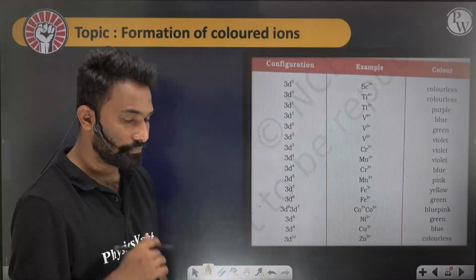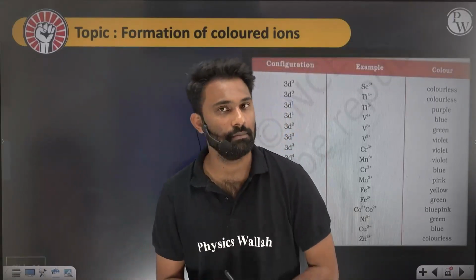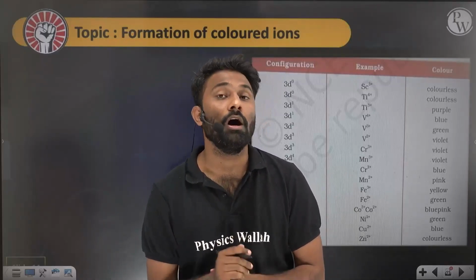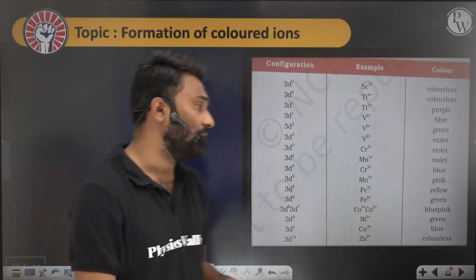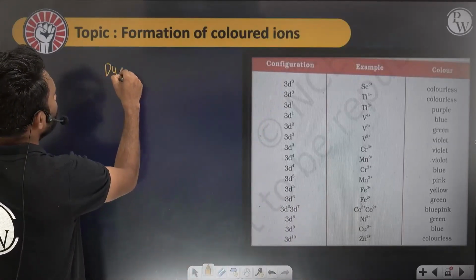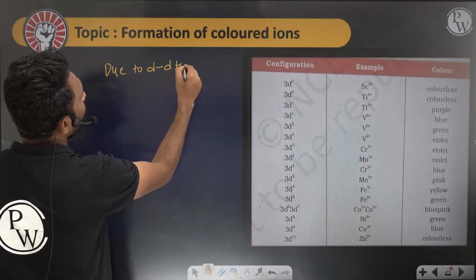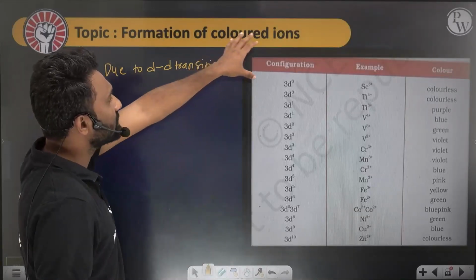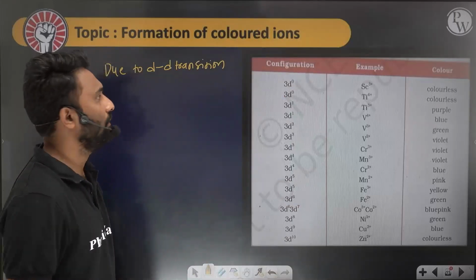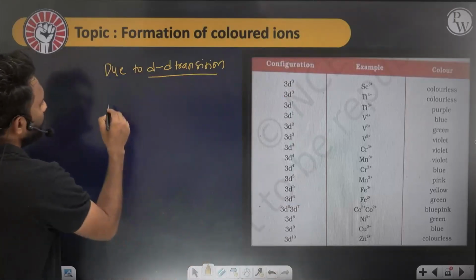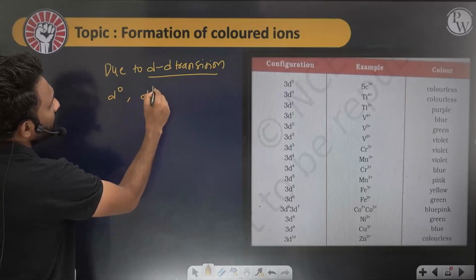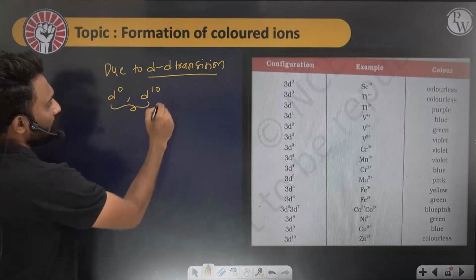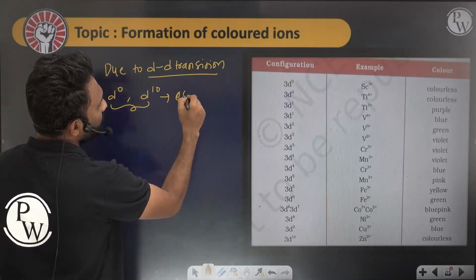Formation of the color diagram. Now here d block elements are the transition elements. They will give color. How do they give color? Due to the d-d transition, these elements will show the color. The d10 and d0 configuration elements are colorless.